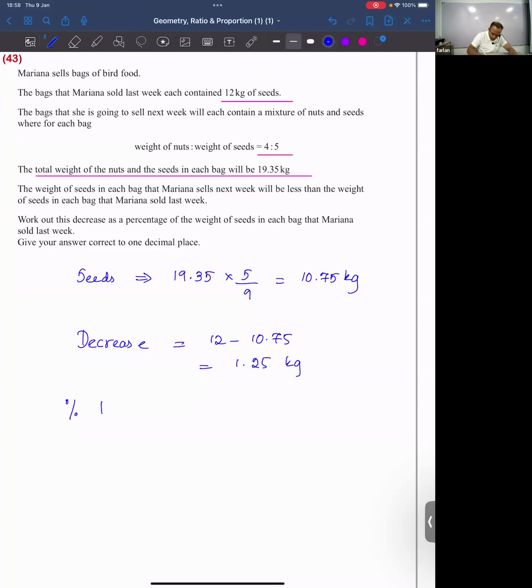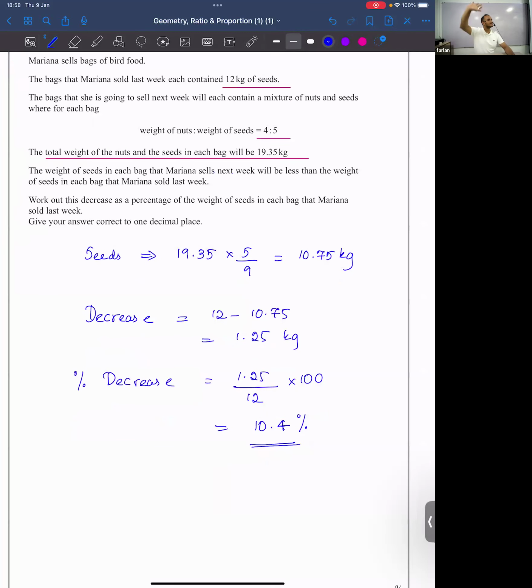So the percentage decrease will be the decrease over the initial value, 1.25 over 12, into 100. That is 10.4% to 1 decimal place. Who got this answer? Good, very good.